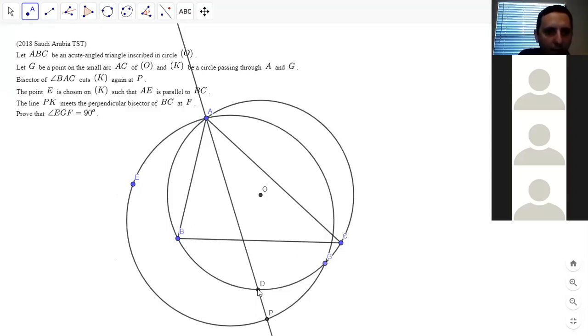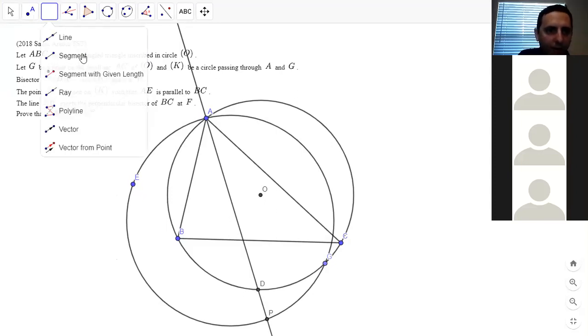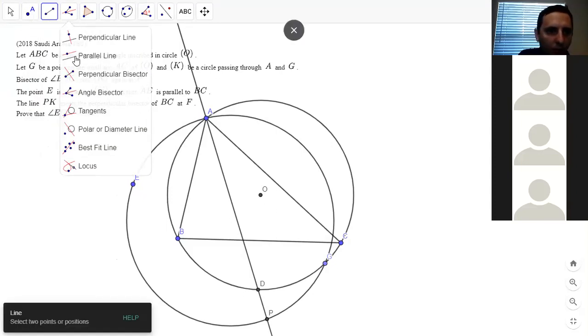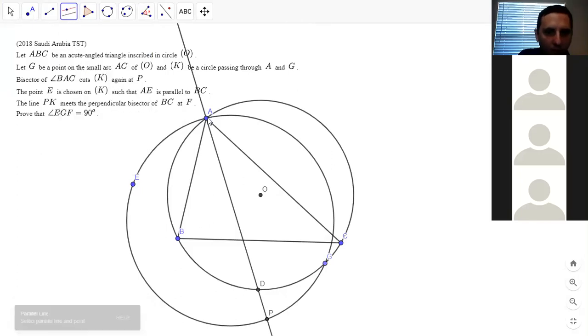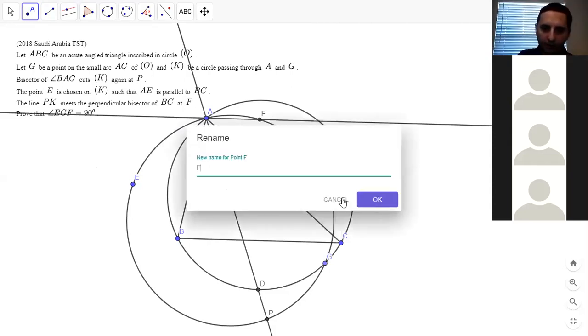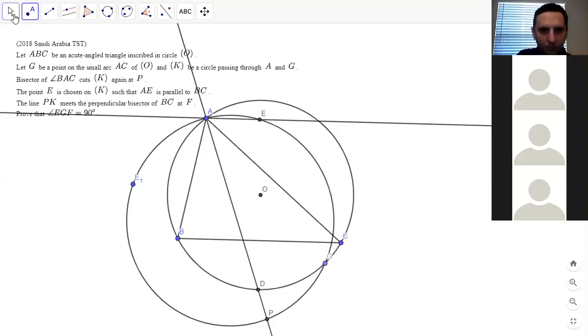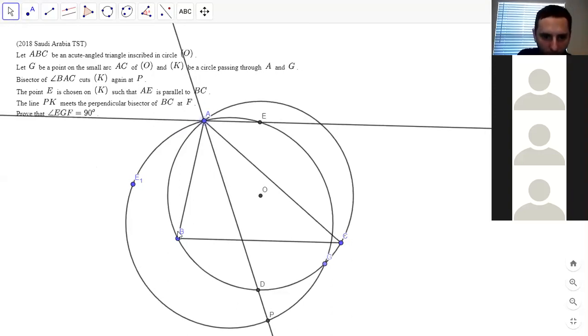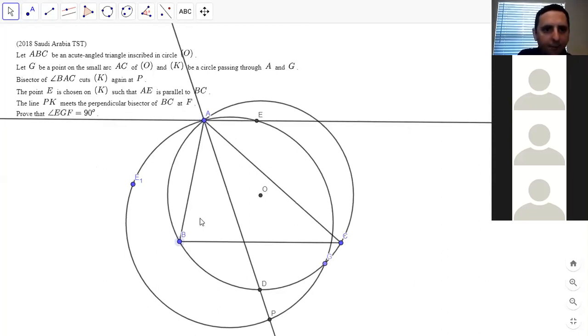The point E is on the circle, so AE is parallel to BC. That's interesting. So this right here is point E. And yeah, I'm going to have to rename the other point E. I'll try to make this as flat as I can. PK meets the perpendicular bisector of BC at F. Oh, I didn't draw point K yet.